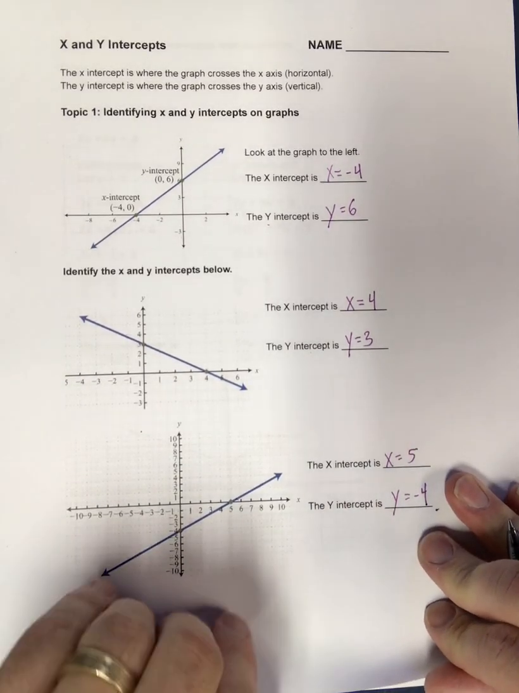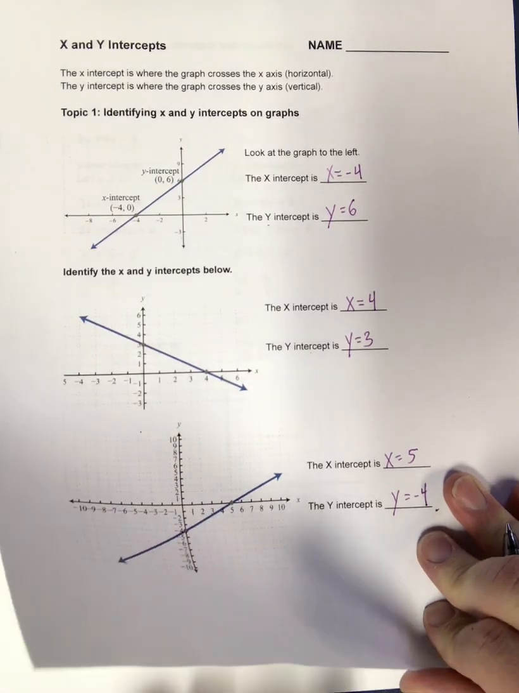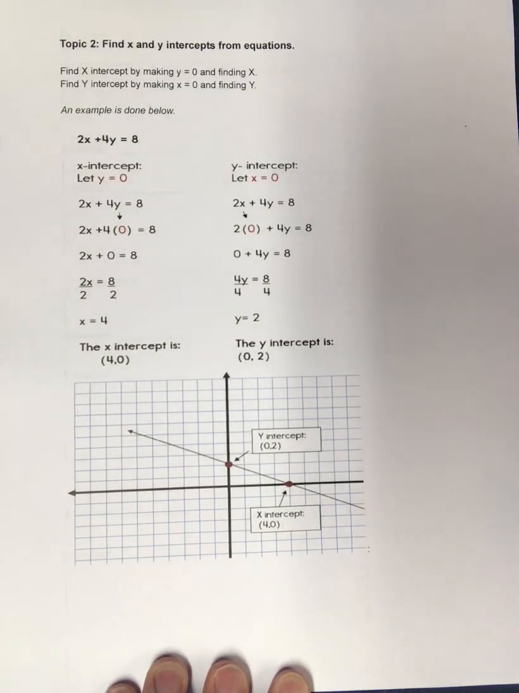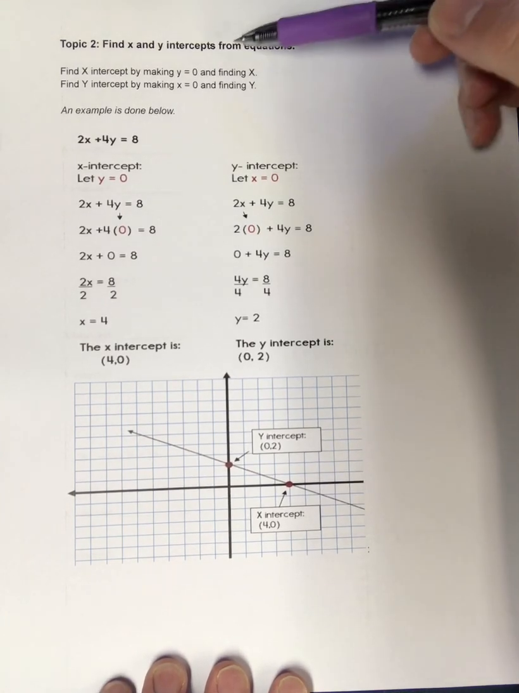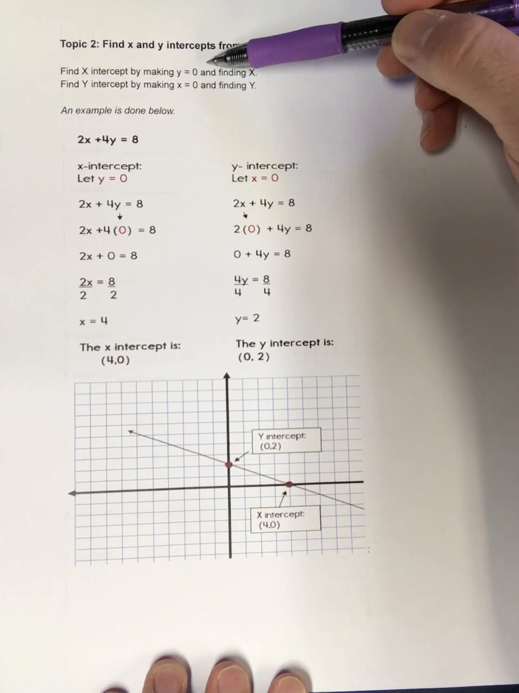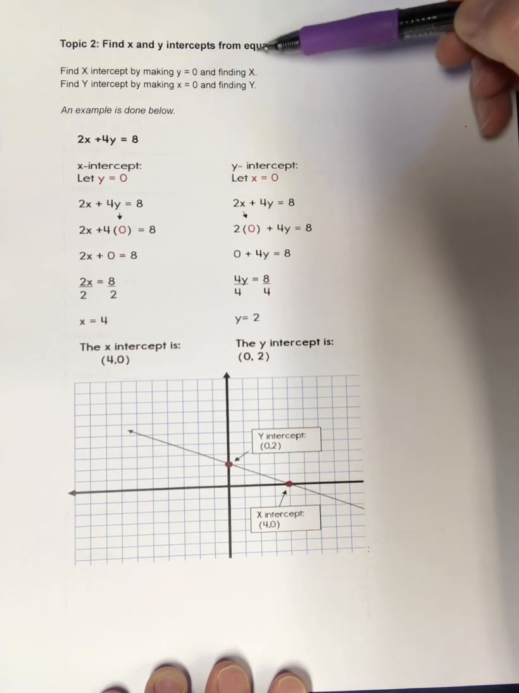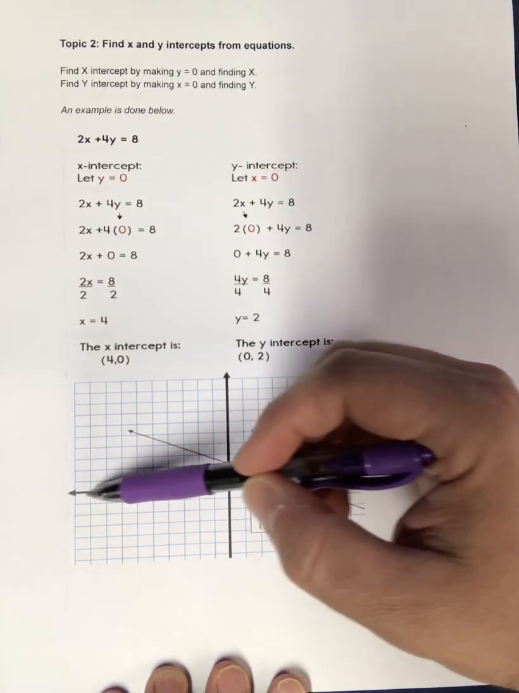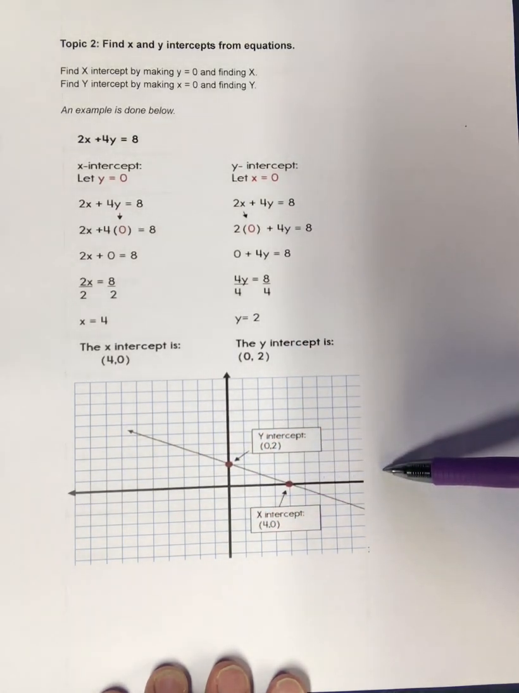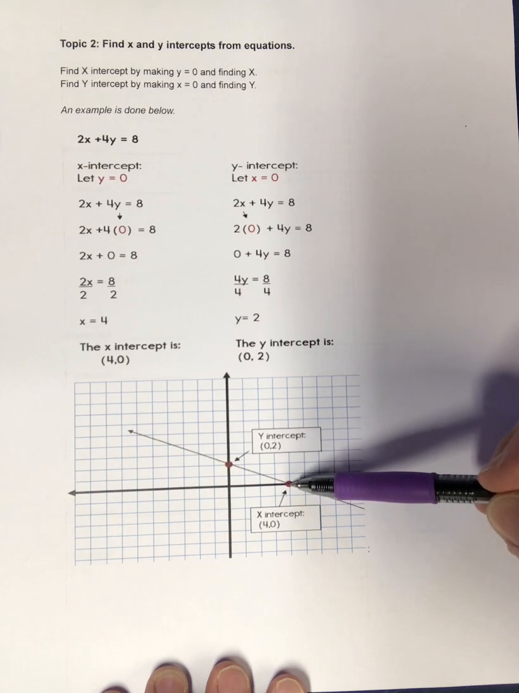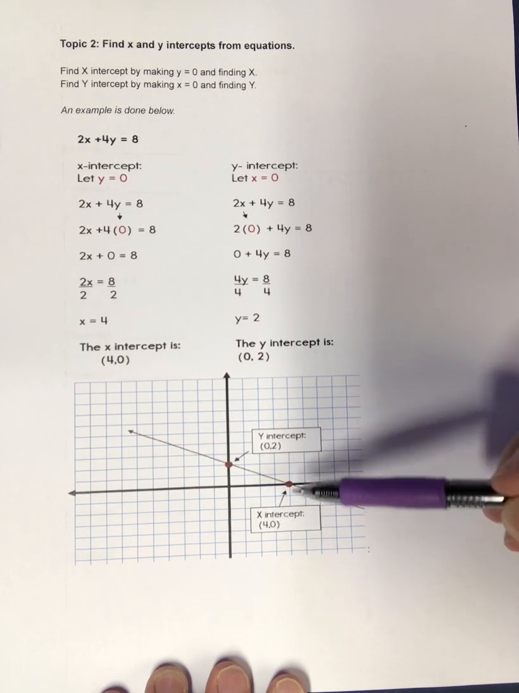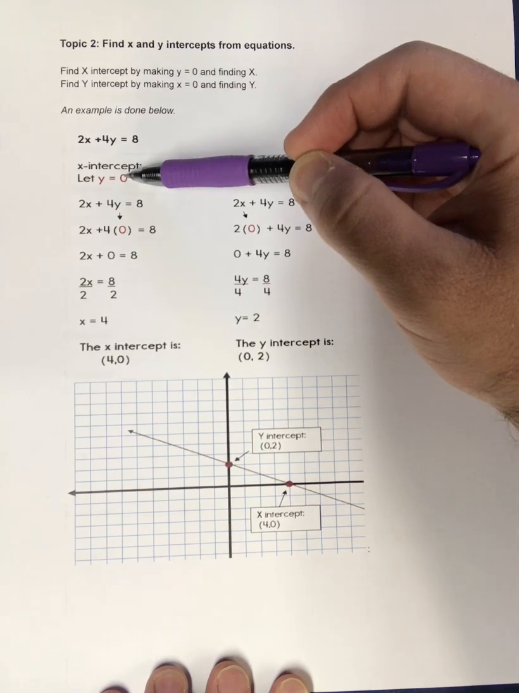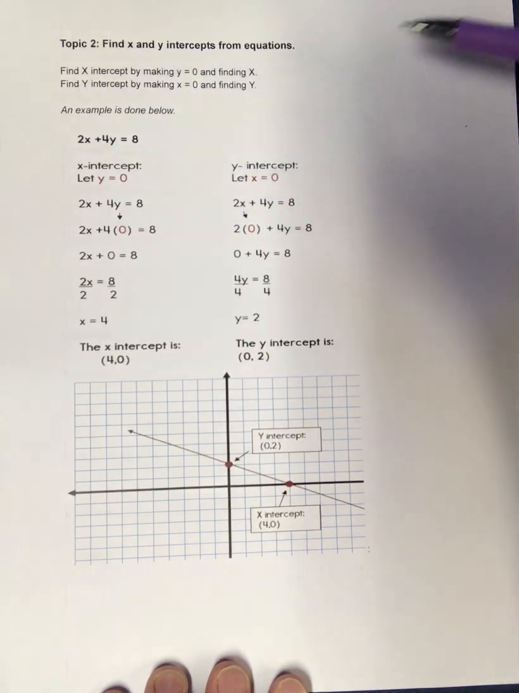So now we're going to get into the algebra of how to find x and y intercepts from equations. This page is actually just an example problem. There's no actual work for you to do here. So the way we find an x-intercept is by making y equal to 0 and solving for x. The reason why we do this is because whenever a graph crosses the x-axis, the y value of the ordered pair is always 0. So what we can do is we can just make y 0 in the equation and find out what x value gets you there.